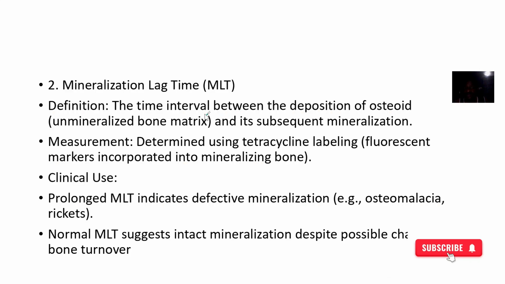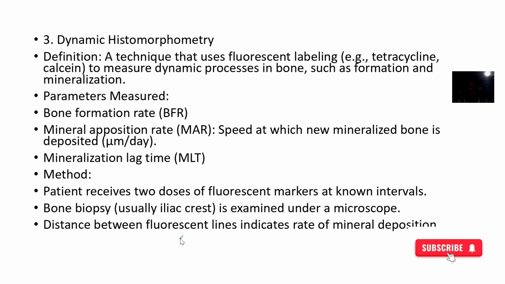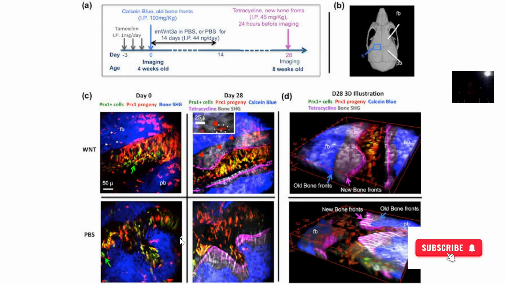For the next parameter, we'll look at the mineralization lag time. It's just the time interval between the deposition of osteoid, that's unmineralized bone matrix, and its subsequent mineralization. Clinical use: it indicates what? Defective mineralization, like rickets and osteomalacia. But if you have a normal mineralization lag time, it suggests that there's intact mineralization, despite possible changes in bone turnover.